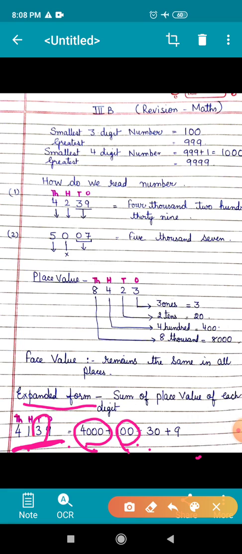Then 3 is on tens place, 30, plus sign, and then 9 ones, 9. So this is the expanded form of the given number. Okay, to write expanded form we write the digit with the place value, or you can say the sum of the place value of each digit is its expanded form.